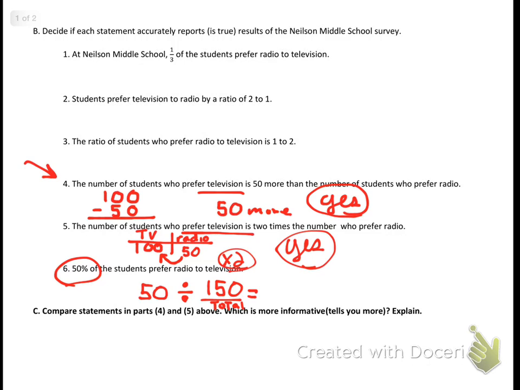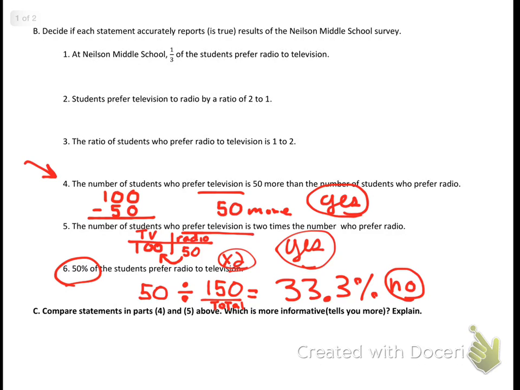50 divided by 150. If you do that, you get about 33.3%. Not at all close. Okay? If that were the case, half of the students would like radio, half of the students like TV. So for the very last problem, we get a big no.